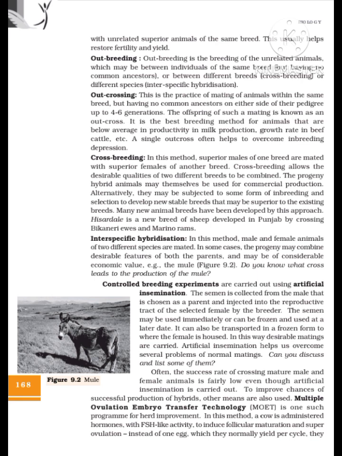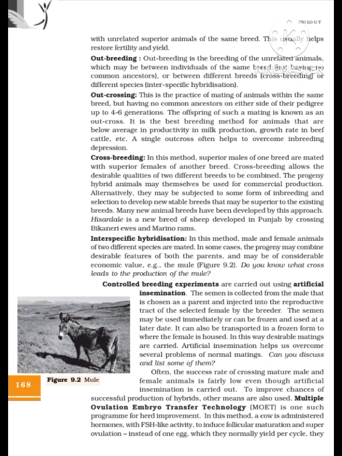Crossbreeding. In this method, superior males of one breed are mated with superior females of another breed. Crossbreeding allows the desirable qualities of two different breeds to be combined. The progeny hybrid animals may themselves be used for commercial production. Alternatively, they may be subjected to some form of inbreeding and selection to develop new stable breeds that may be superior to the existing breeds. Many new animal breeds have been developed by this approach. Hisardale is a new breed of sheep developed in Punjab by crossing Bikaneri ewes and Merino rams.